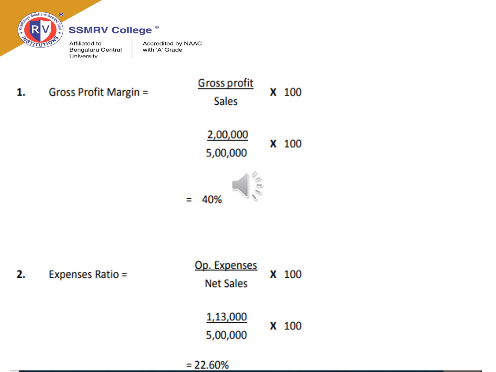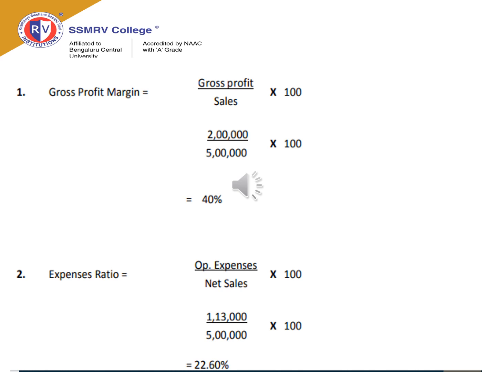Gross profit will be calculated by using the following formula. The formula is gross profit by sales into 100. So gross profit and sales information are given in the trading and P&L account. Gross profit is 2 lakhs, sales is 5 lakhs. Substitute the information in the formula, simplify it, then gross profit ratio is 40%.